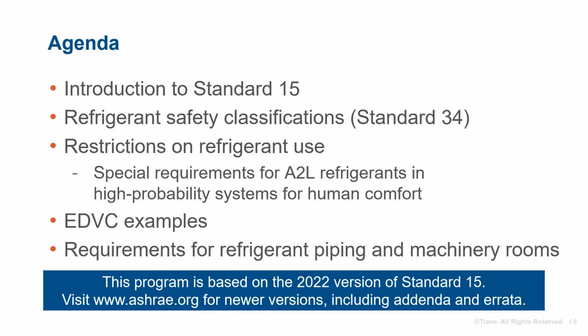Standard 15 is under a continuous maintenance process, meaning that the committee can publish addenda at any time. The standard then gets republished every 3 years to incorporate any addenda that have been approved since the last cycle. The content in this program is based on the 2022 published version. Be sure to visit the ASHRAE website for the most current version, including any published addenda and errata.